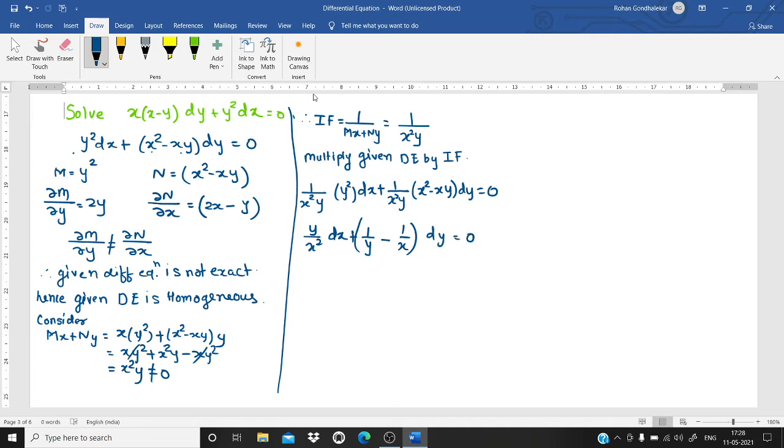Clear? Now, this new differential equation, I call this differential equation 1. So clearly, differential equation 1 is exact.